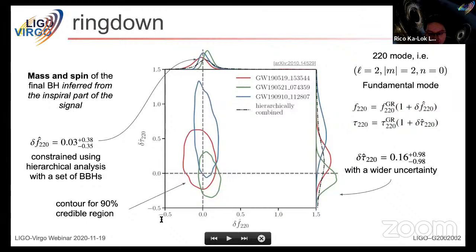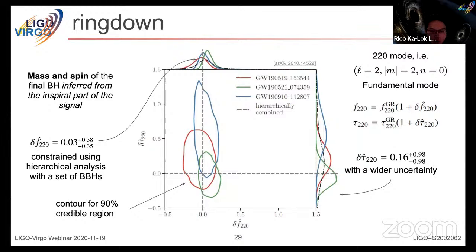Now we can move on and talk about constraining the fractional deviation of the quasi-normal mode frequencies and damping times from the GR value. Here, we write the effective frequency and damping time as the GR values times 1 plus the fractional deviation. For this particular analysis of the 220 mode, we are using the full IMR waveform, and we get the final mass and spin information of the black hole from the inspiral part. Here, the plot shows the contour for the 90% credible region, and the gray lines show the GR values, namely delta f and delta tau equal to 0.